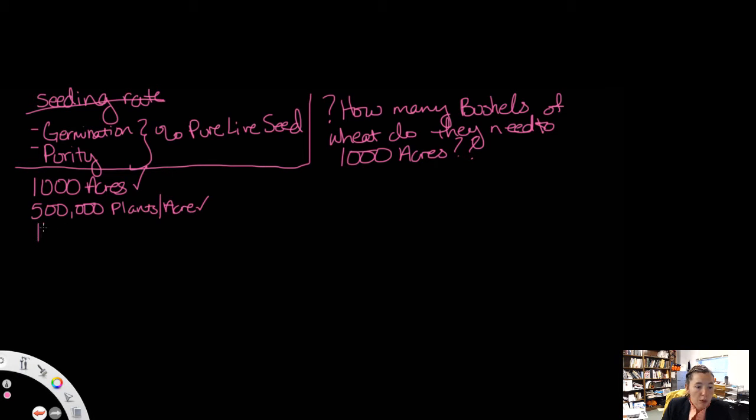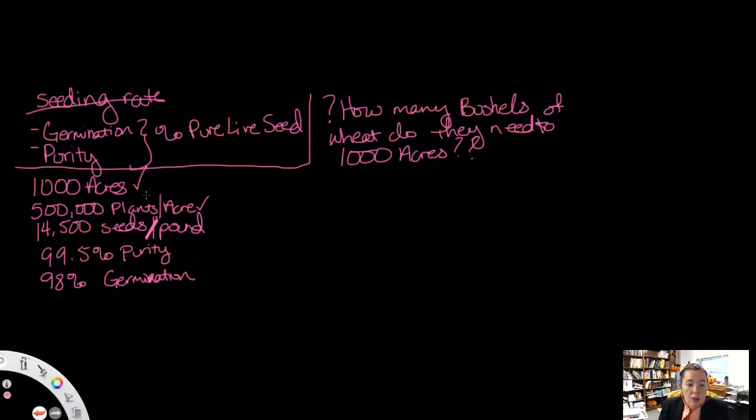So information that we have is our area, our plants per acre. We also know that we've got 14,500 seeds per pound. Our purity is 99.5% purity, and our germination percentage is 98% for germination. So our first step is we're going to take this purity and germination in order to get our pure live seed.